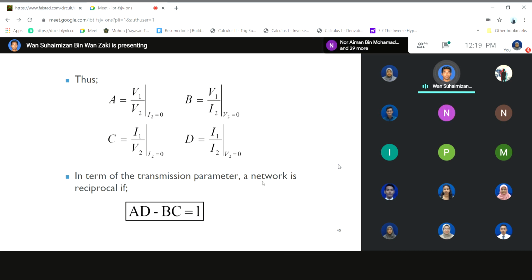In terms of the transmission parameter, a network is reciprocal if... So this is how you determine whether it is reciprocal or not. You take the values A and D, multiply them, and subtract B times C; the result must be 1. If it does not equal 1, it's not reciprocal. But if it equals 1, it means it is reciprocal.